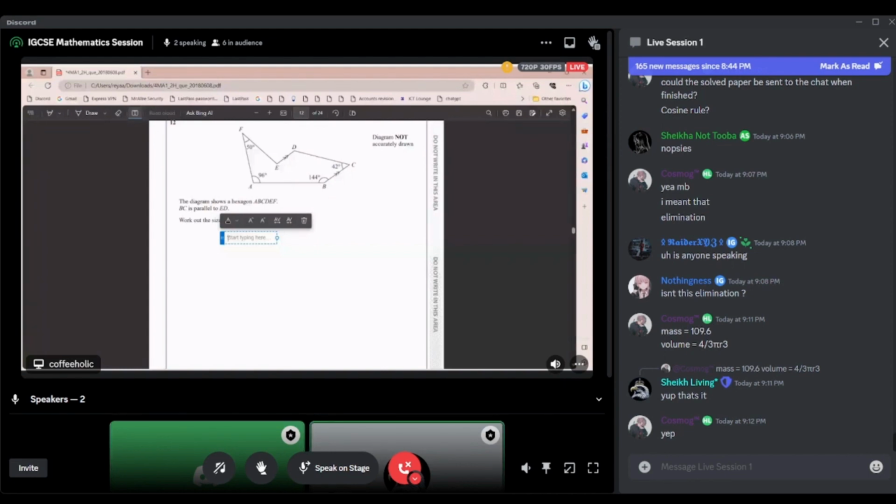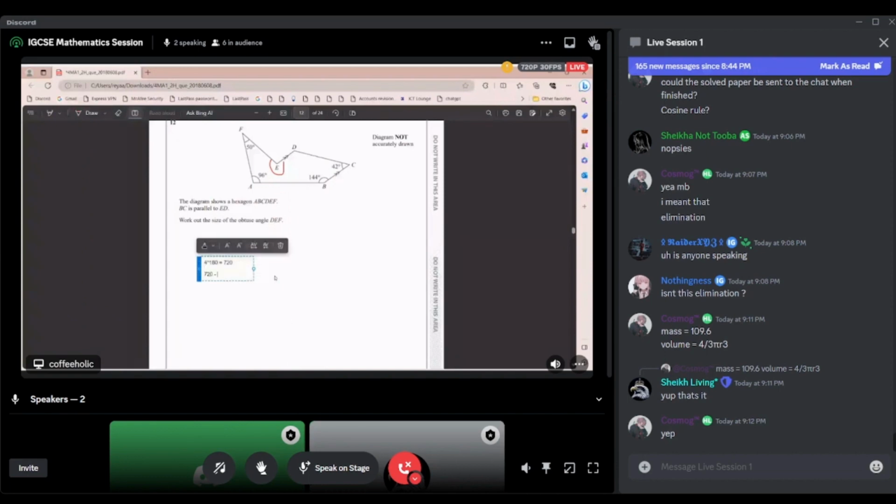This is an angle question, right? So the diagram shows a hexagon BCDEF. BC is parallel to ED. Work out the size of the obtuse angle DEF. So for this one, you want to work out the total of the interior angles, which you do n minus 2 times 180. So 4 times 180 is 720, which is your total sum of interior angles for this specific hexagon.